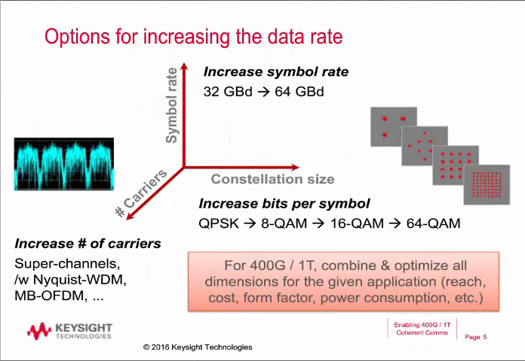What are the options to increase the data rate to go to 400G and beyond? So there's basically three vectors in which you can increase the speed. On one hand, you can increase the symbol rate by, for example, going from 32 gigabaud towards 64 gigabaud. You can increase the constellation size.